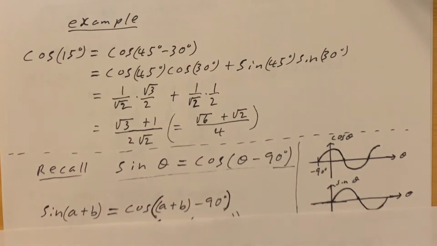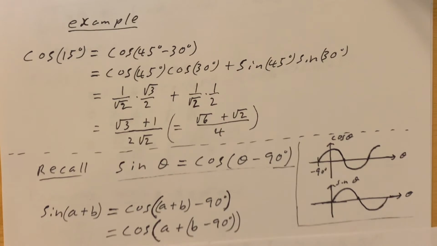So, sine of a plus b: I'm replacing theta with a plus b, because I can just put a minus 90 in here. So it equals cos of (a plus b) minus 90. Now I'm just going to move the b around. These brackets don't really mean anything once they're in here, so you can move things around. I'm going to put the brackets around the b minus 90.